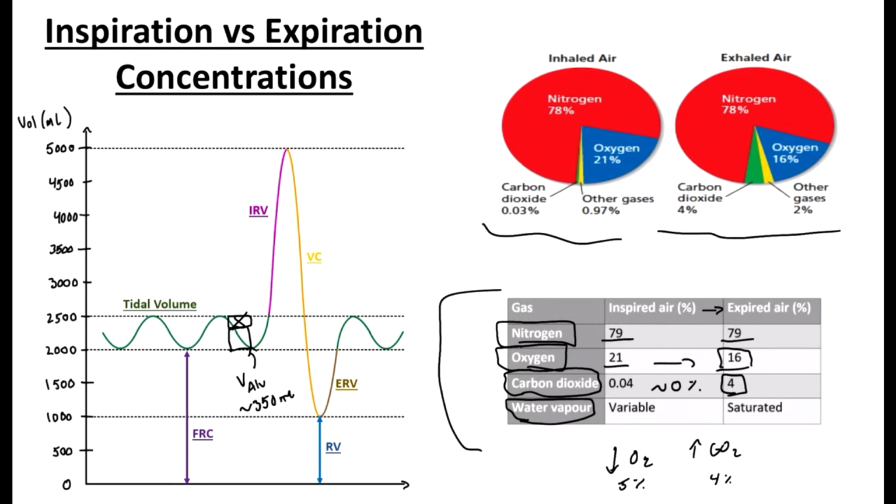Water vapor is a very special snowflake in this equation, and in how we're going to be modeling a lot of these respiratory volumes and the actual ventilations at the alveolar level.